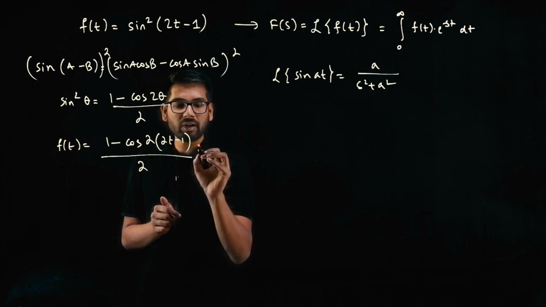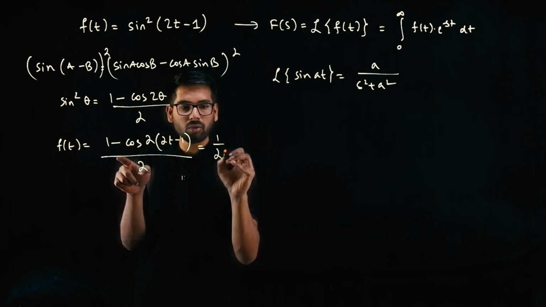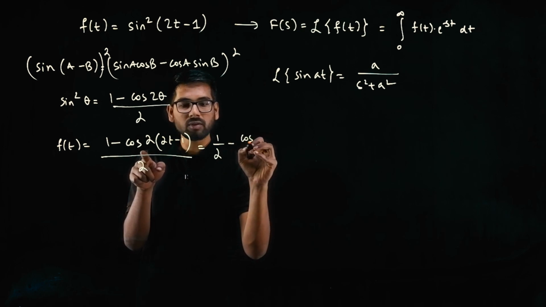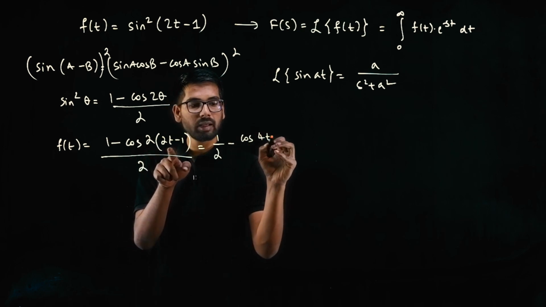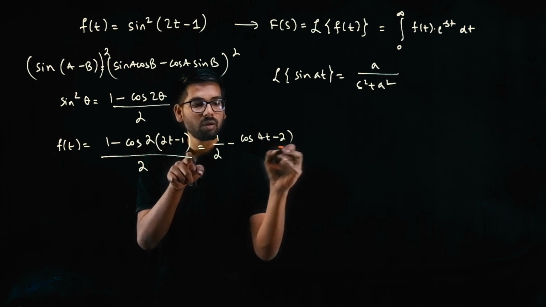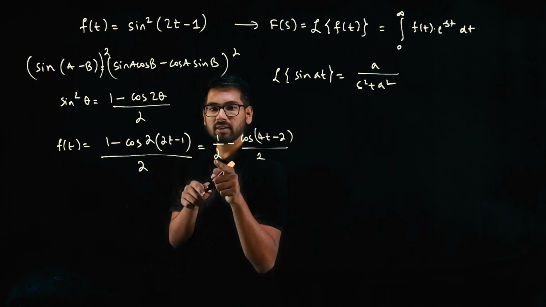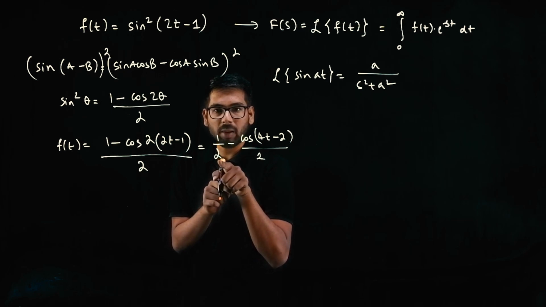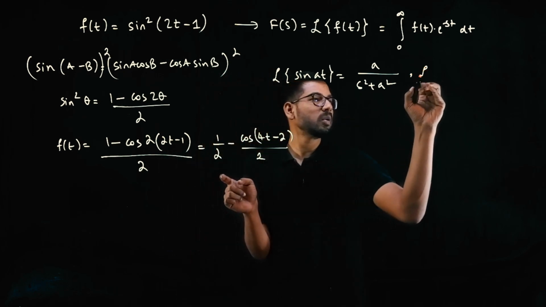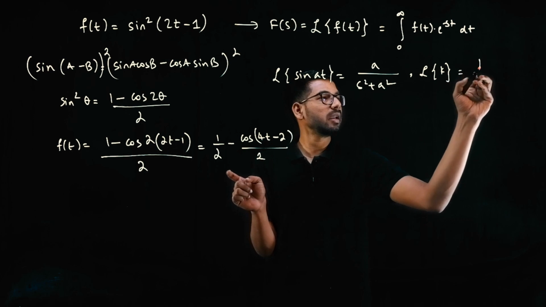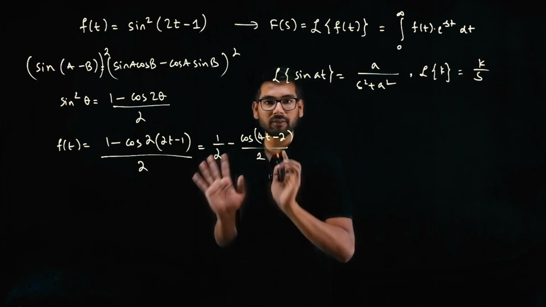This can be written as 1 by 2 minus cos of (2 into 2t is 4t, minus 2 into 1 is 2), that is cos of (4t minus 2), by 2. Now, the Laplace transform of any number k is k over s. So this Laplace transform I can find.